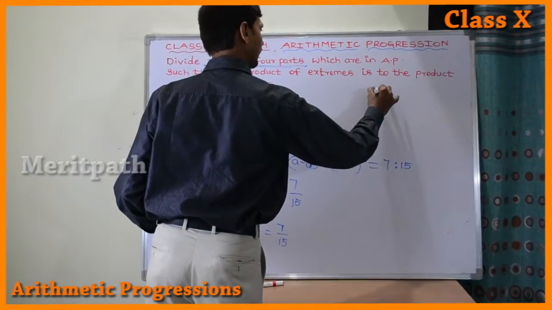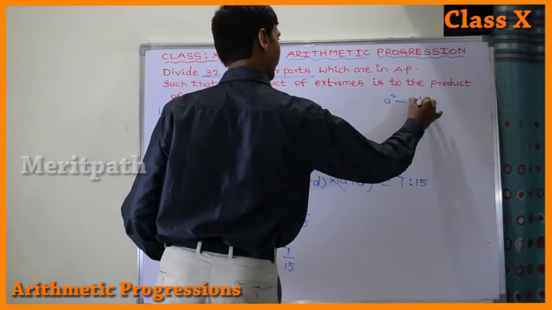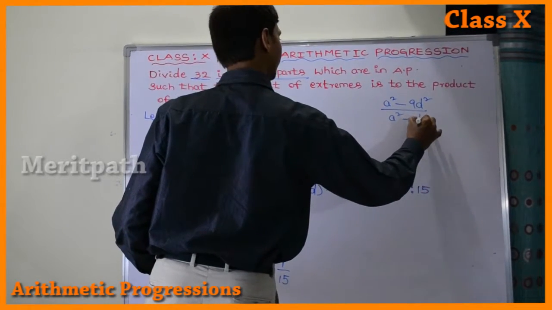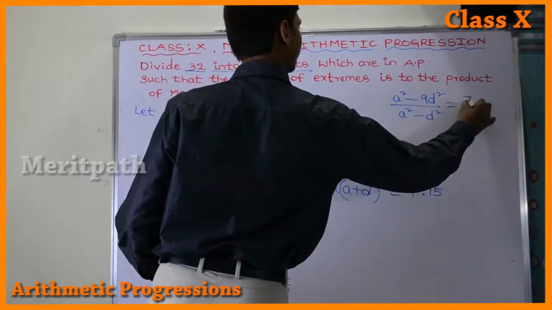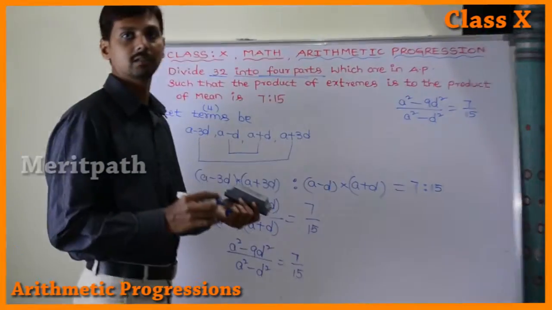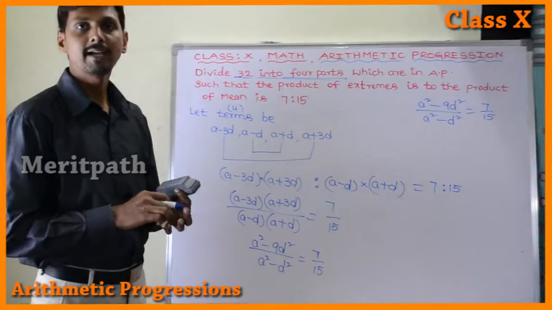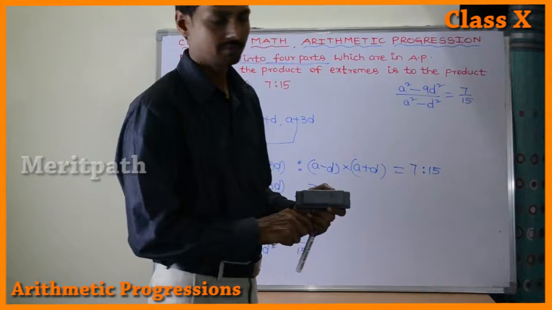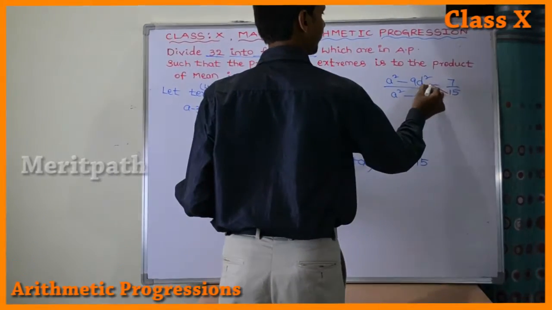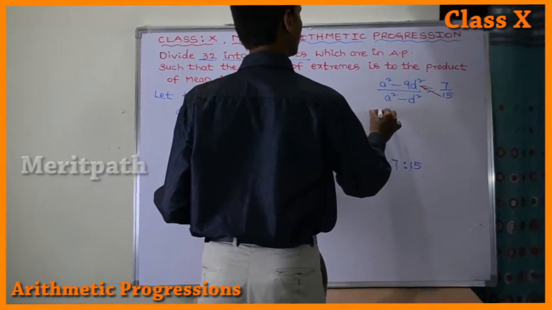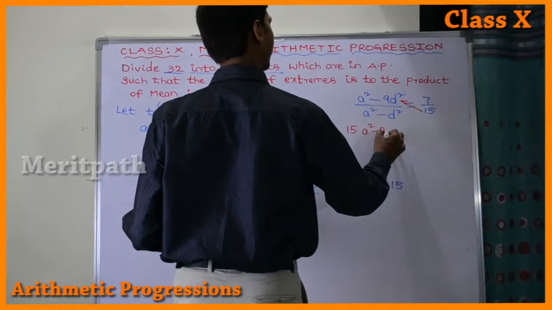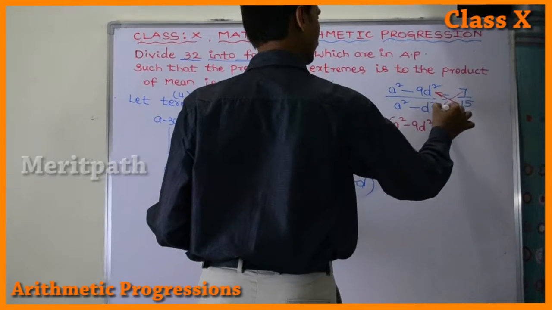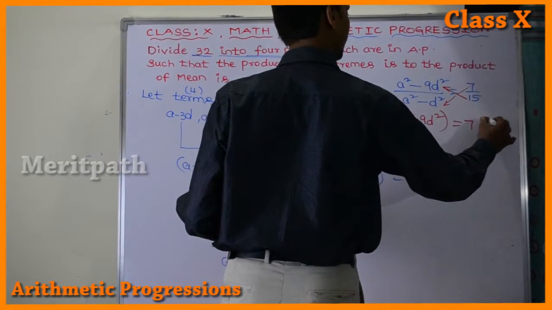So we got (a square minus 9d square) divided by (a square minus d square) equals 7 by 15. We got this term, so we need to find out the value of a and d. Let us do cross multiplication of these terms. So 15 into (a square minus 9d square) equals 7 into (a square minus d square).